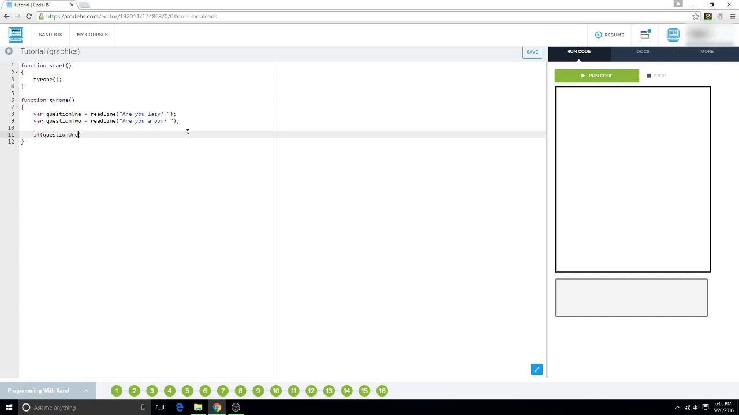question one and the, that's the and symbol, I'm sure you know that, and this is how you use it. If question one and question two, which is basically saying if both of them are true, then we're going to print line and we're gonna say get out of my house.